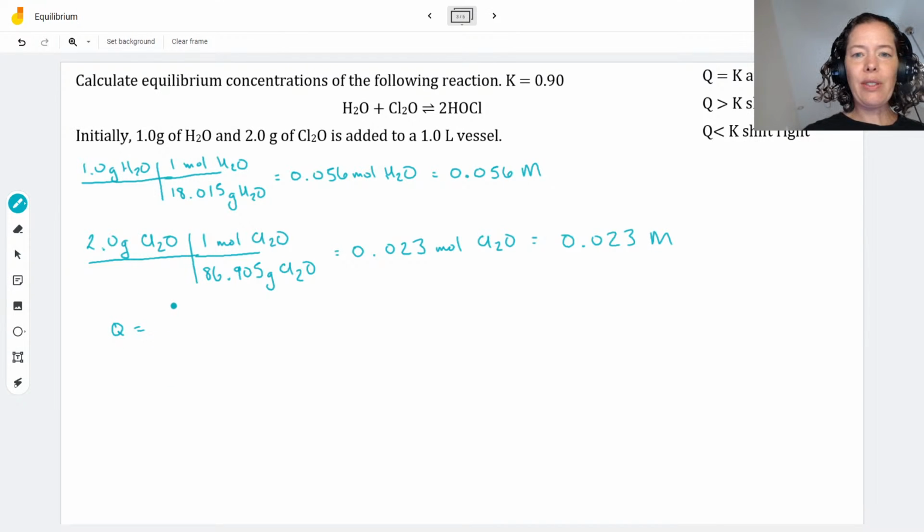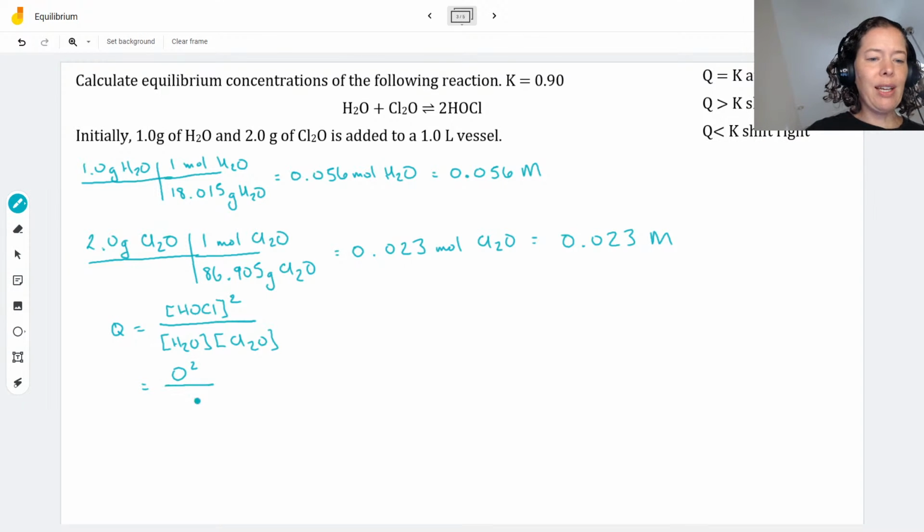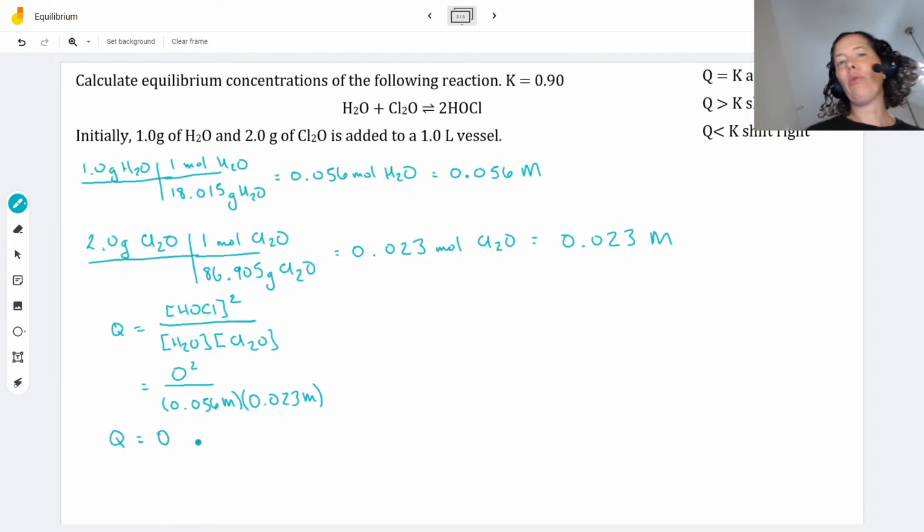Okay, so this, just based on our reaction, is our concentration of our acid over water and Cl2O. Okay, that's great. So we have our initial concentrations. Now remember, this is 0, squared, over 0.056 molarity over 0.023. Again, that's molarity. And so you can see that Q equals 0, right? Because 0 divided by anything is 0.